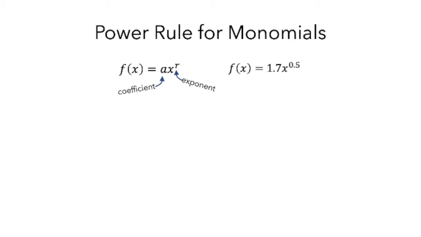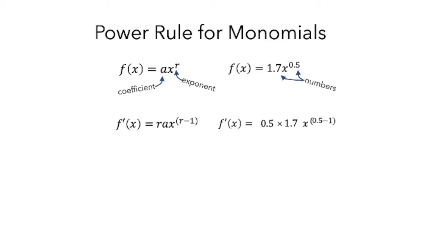The coefficient is 1.7 and the exponent is 0.5. Note that both these coefficients and exponents are just numbers, not variables. The general rule for finding the derivative of a monomial function is, first, multiply the coefficient by the exponent, and then subtract 1 from the exponent. So in this example, the new coefficient is 0.5 times 1.7, and the new exponent is 0.5 minus 1.